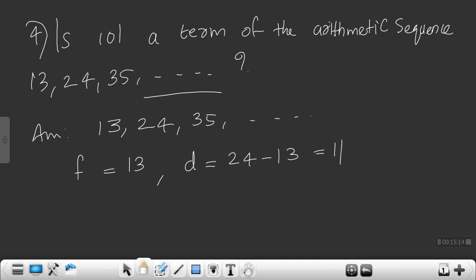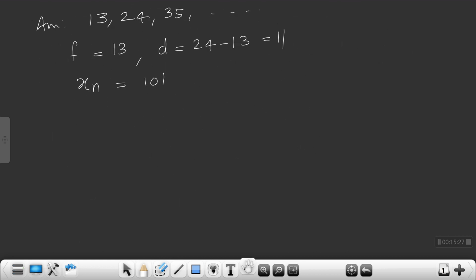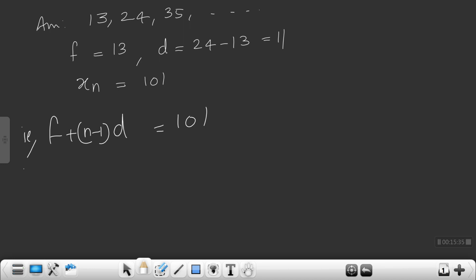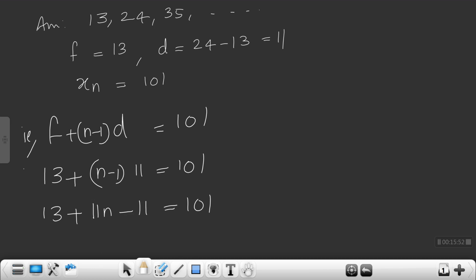Now we want to check whether 101 is a term of this sequence. For that, consider the nth term xn is 101. We know that xn is f plus n minus 1 into d, which equals 101. Here f is 13 and d is 11, so 13 plus n minus 1 into 11 is equal to 101. That is 13 plus 11n minus 11 is equal to 101.